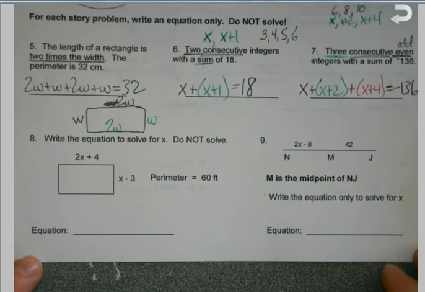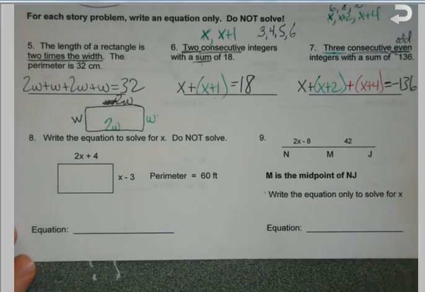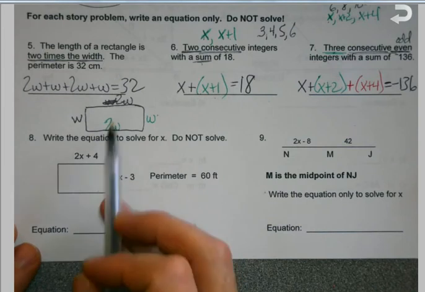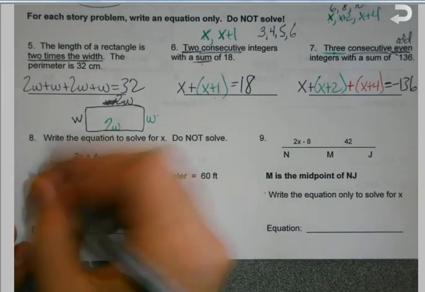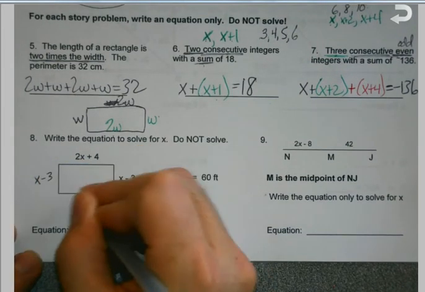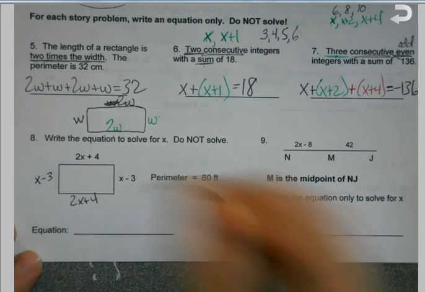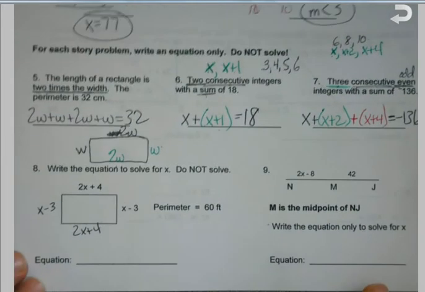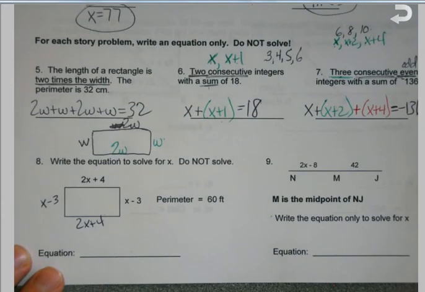All right, more equationing. Write the equation to solve for x. Do not solve. This is real similar to the one we made up in number 5. Because we already said we know the opposite sides are equal. But this time, let's take it one step further. We'll simplify a little bit. We're not going to solve, though.